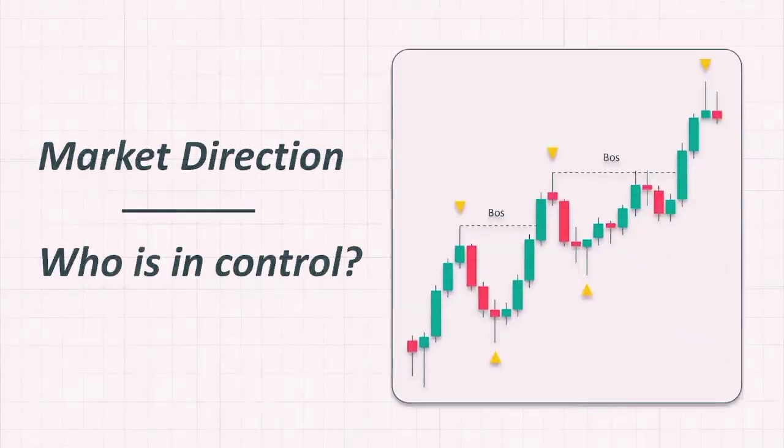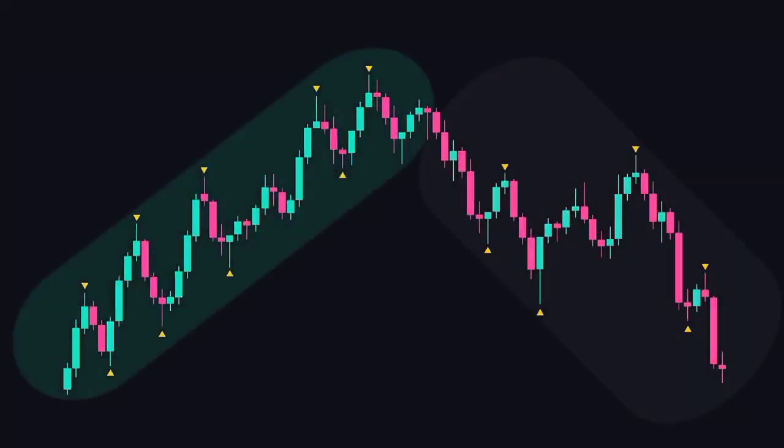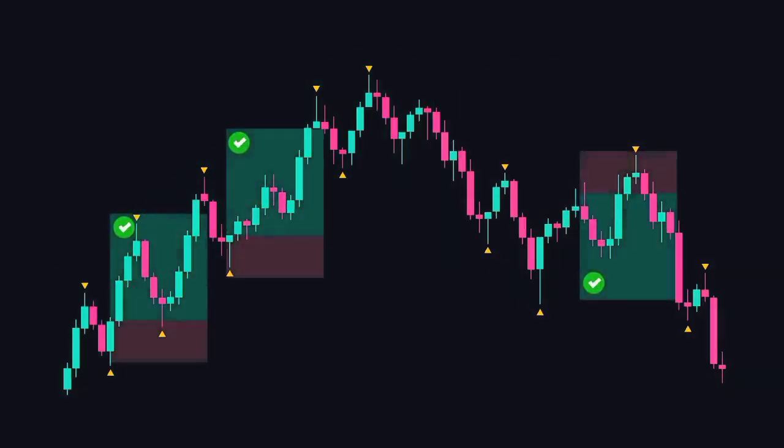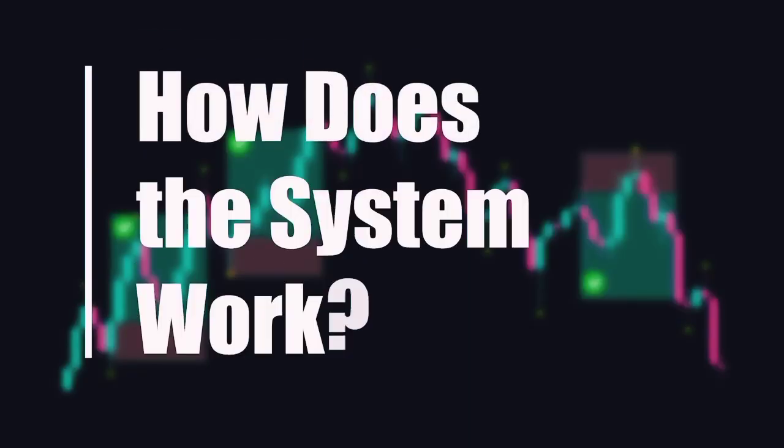Market direction. Who is in control? Identifying market direction is the first step in analyzing any price chart. The goal is to determine the trend and identify whether buyers or sellers are in control of the market. Trading in the direction of the dominant side increases the probability of success and helps you stay aligned with the overall market momentum.